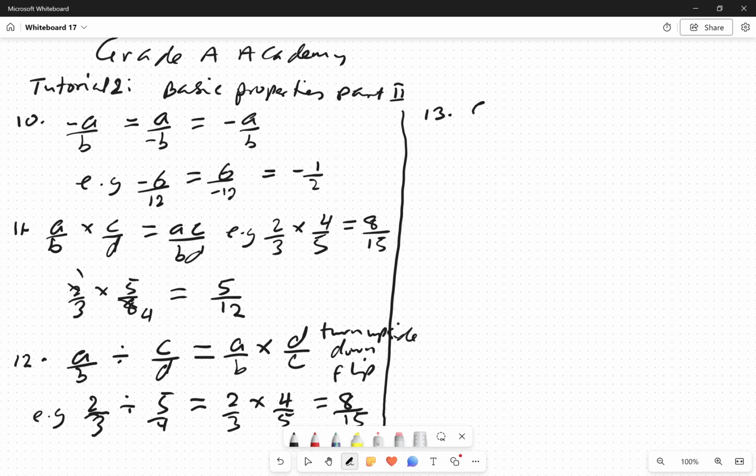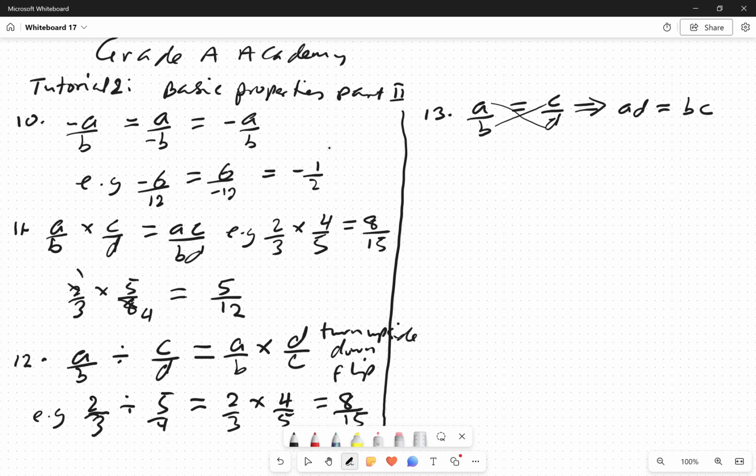Okay, now let's go to number 13. If I have A over B equal to C over D, then I'm going to use this symbol, implies, for the first time, meaning that you cross multiply. You have A times D is equal to B times C. Cross multiply is called the butterfly method. This goes with that and that goes with that. So we have A times D equals B times C.